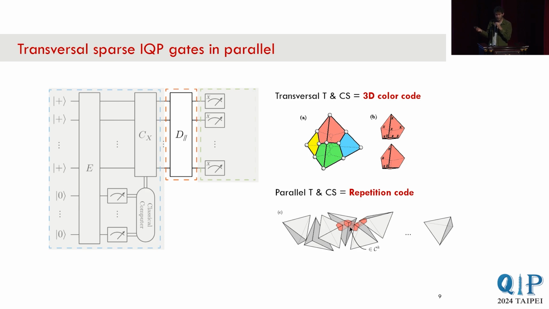That is that if we want to implement a gate in a fault tolerant manner, essentially the best way of doing it is doing it transversely. Fortunately, there's a code that has a transversal T and CS gate, and this is the 3D color code. But on top of that, we want to implement them in parallel. So to do so, we're going to use some properties of a repetition code. And I'm going to explain in which way we're going to combine those two a bit later on.